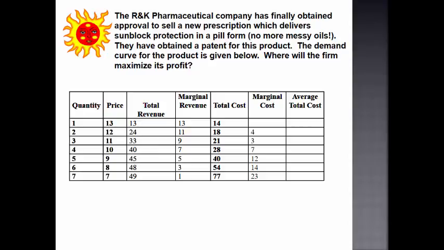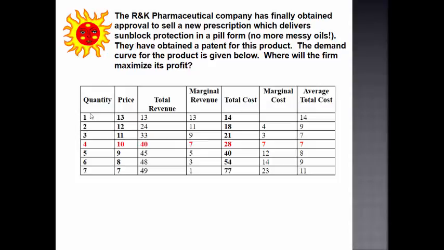I also threw on there the average total cost column, which you will remember is simply the total cost divided by the quantity, and that provides average total cost. So the firm in the monopoly market structure is going to maximize its profits where marginal revenue equals marginal cost. So that occurs at 4 units. Marginal revenue of 7 is equal to the marginal cost of 7.